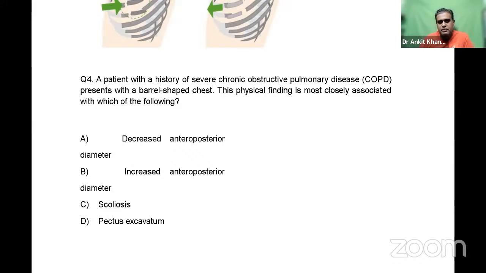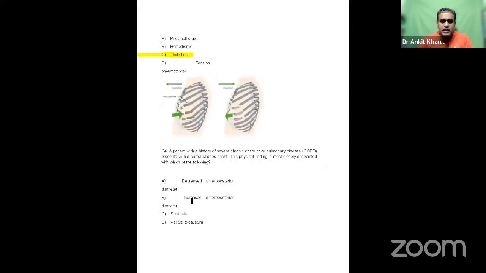And pectus excavatum is again a congenital problem of the sternum basically. So basically, what I'm trying to say is you can rule out option number C and D, the last two options. We are left with the upper two options: increased or decreased AP diameter. You need more volume, so you need increased AP diameter. The answer will be increased AP diameter.